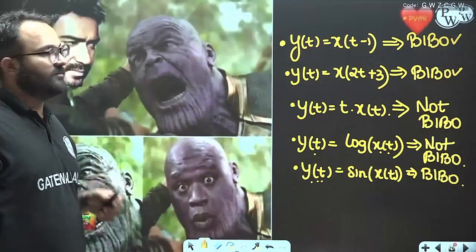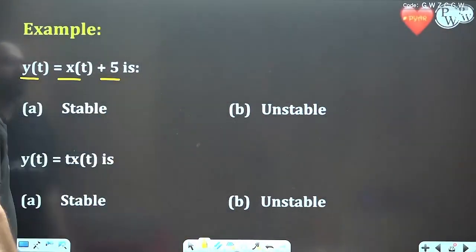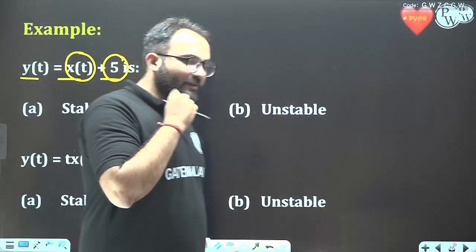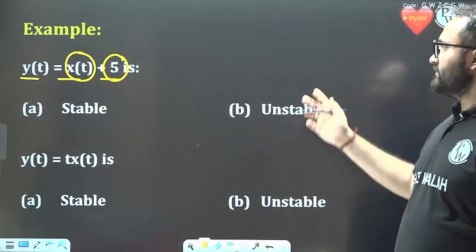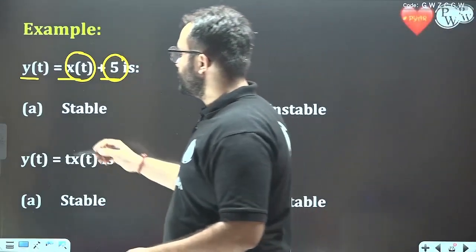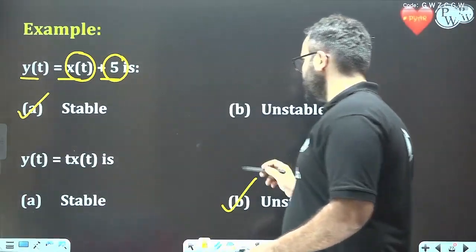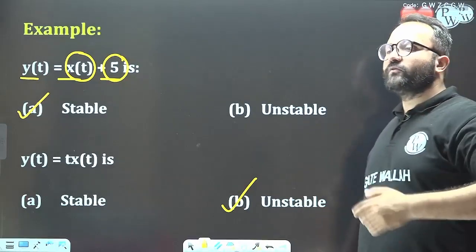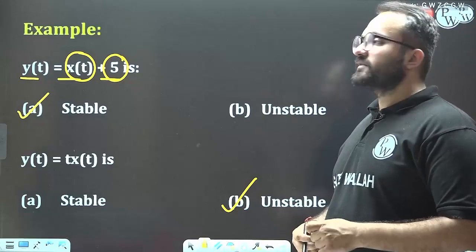Next, for example, y(t) = x(t) + 5. So you are simply adding 5 to an input. If the input is bounded, has finite amplitude, and you are simply adding 5 to it, obviously the output will always be bounded, stable. y(t) = t·x(t) is unstable because we know that, for example, if the input is u(t), the output will be t·u(t), that is a ramp, and the ramp goes to infinity, so the output is unbounded.